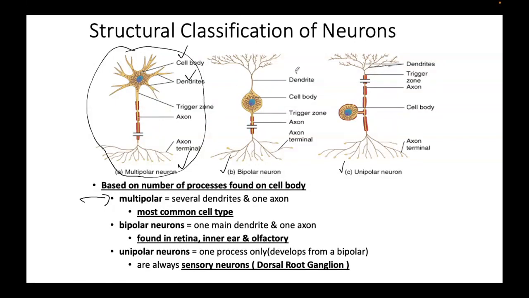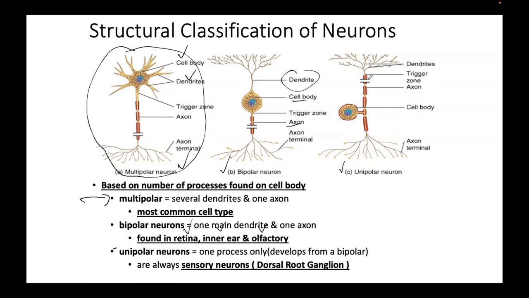Bipolar is where you have one main dendrite coming off the cell body and one main axon coming off the cell body. These are found in the eye, the ear, the nose, kind of like your special senses, right? Smell, hearing, and sight. Those are bipolar.